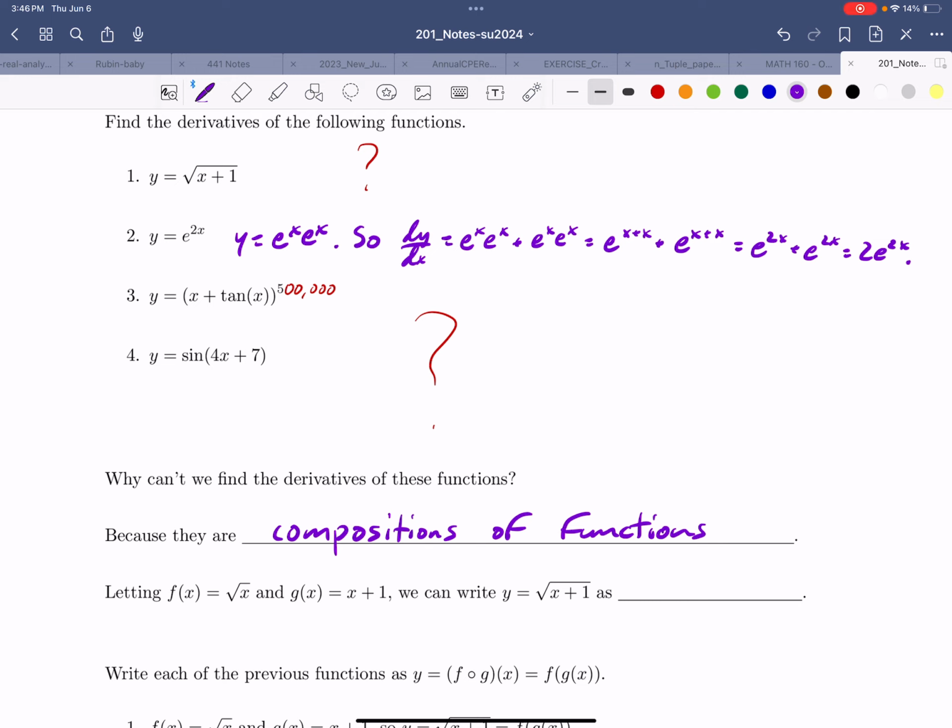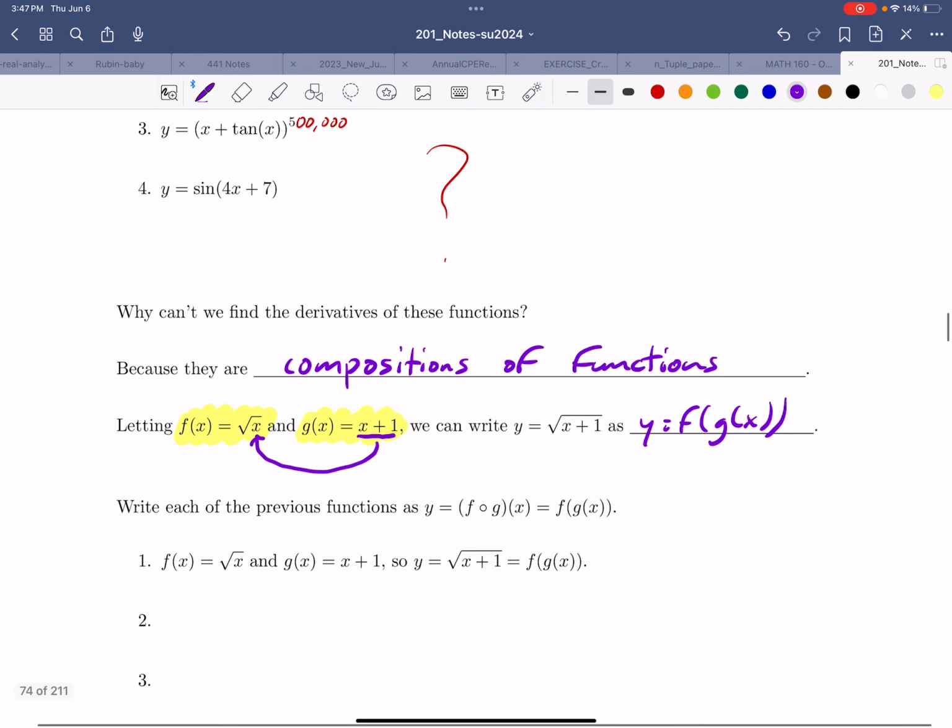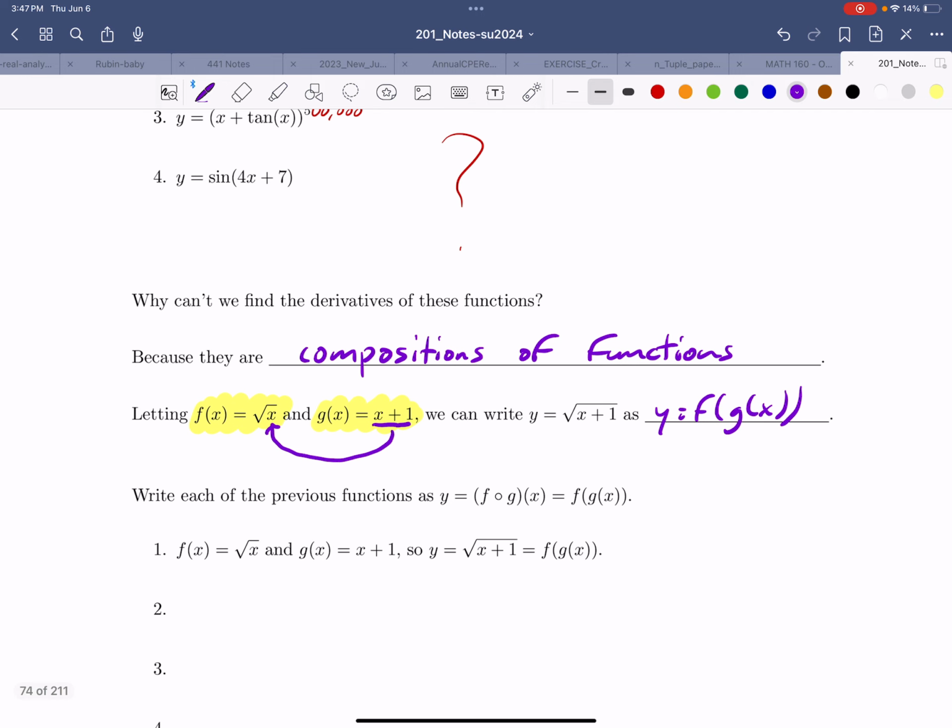For example, for number 1, letting f of x equal the square root of x and g of x equal x plus 1, we can write y equals the square root of x plus 1 as y equals f of g of x. All right, now take a sec to see why that is. F of x is the square root of x, and then instead of x, you're plugging in x plus 1. F of g of x. Okay? So you can write each of the previous functions as f of g of x.